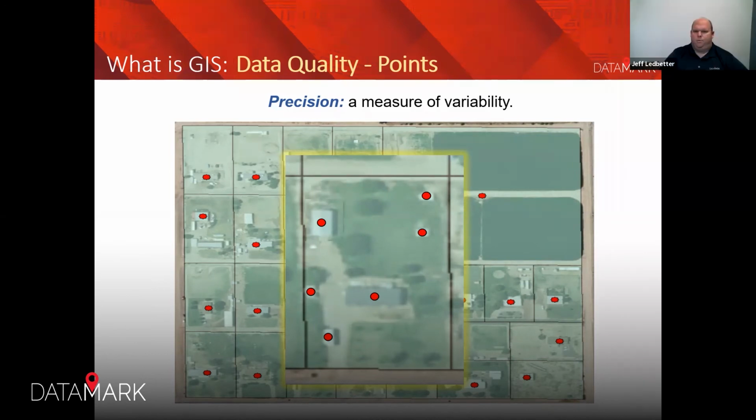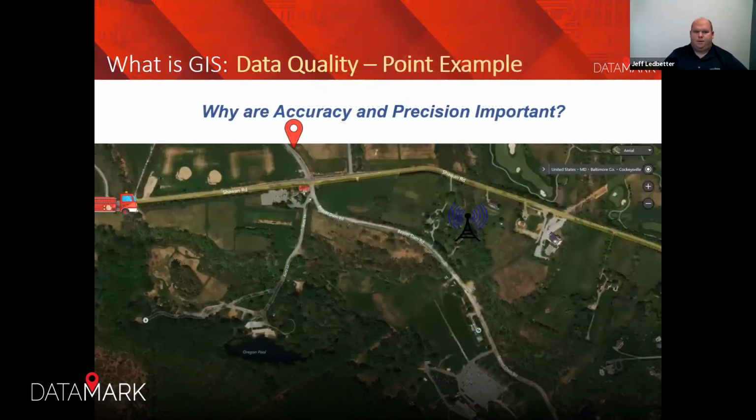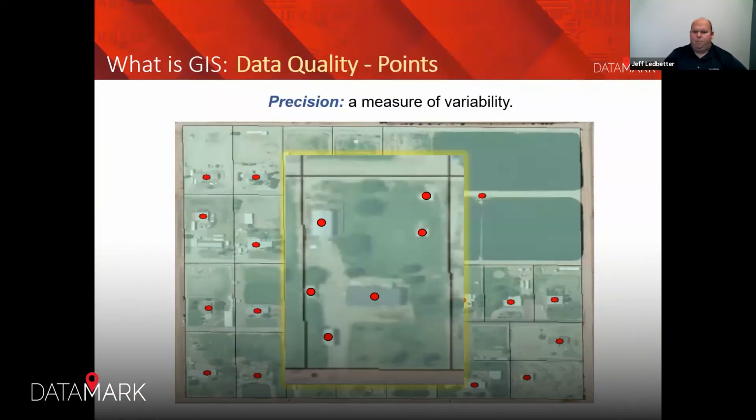I think another important concept about accuracy and precision is that they don't exist independent of one another. There's a relationship between the two. It's not a question of is it accurate or is it precise. It's a question of is it accurate at the right level of precision, and what is the level of precision at which we want to be accurate.